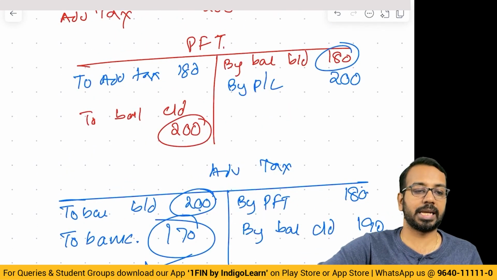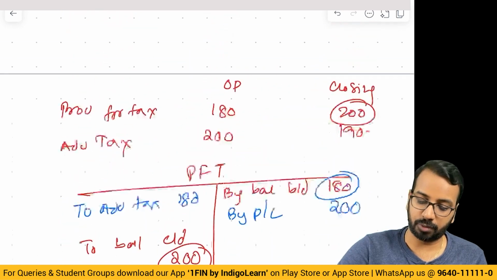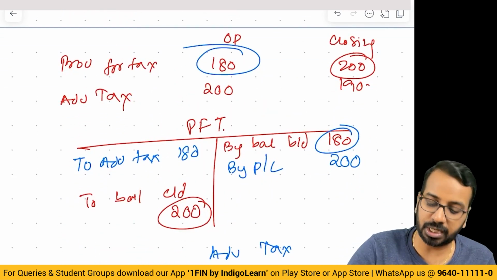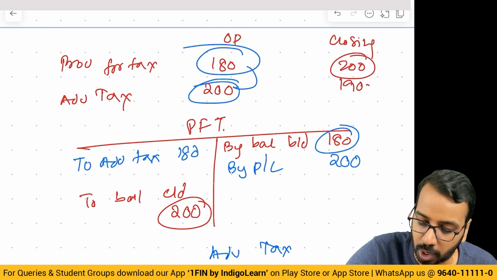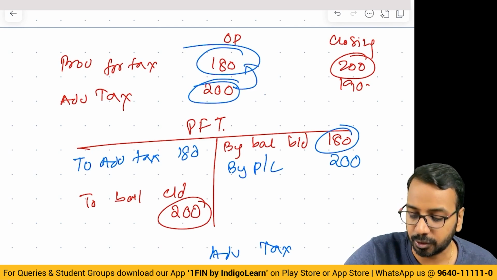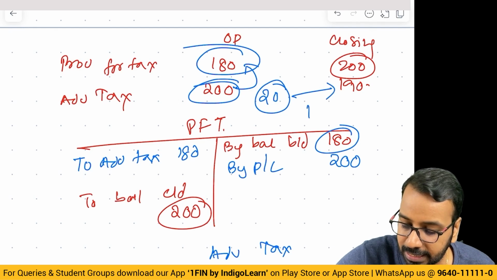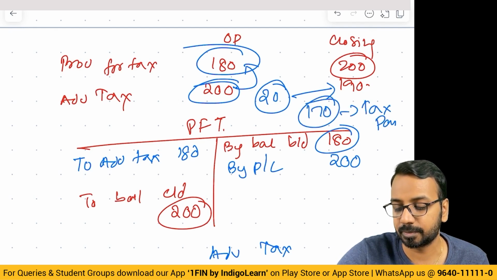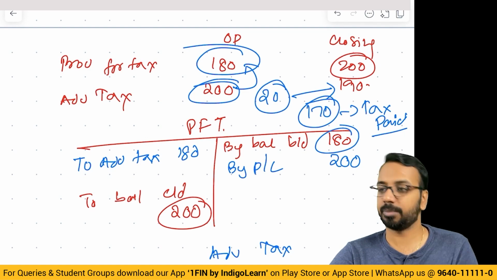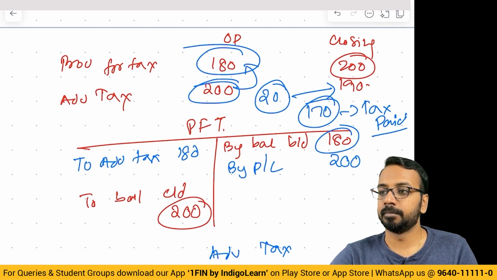You can combine both these ledgers and you will get 170 itself. And if you want to cross check, my opening provision is 180, I have cumulative balance of 200, out of this 200 I have used 180 here, so I am left with 20. Now to make this 20 into 190, I need 170. So this is what is tax paid for the period. Is this clear? All of you, is it clear?